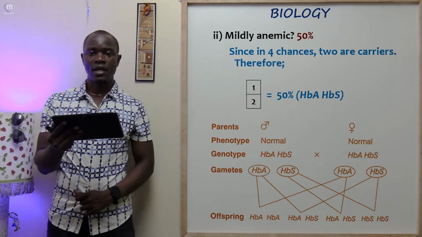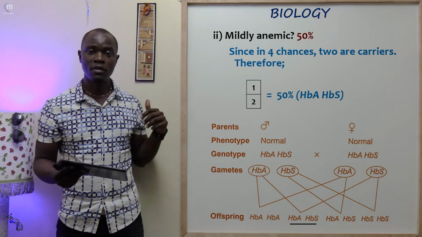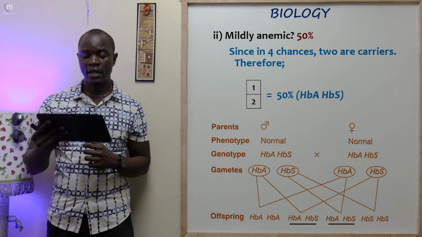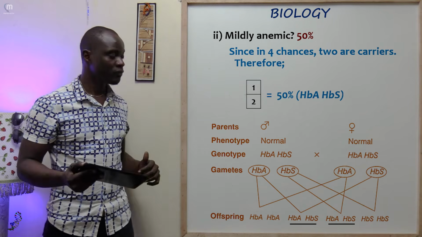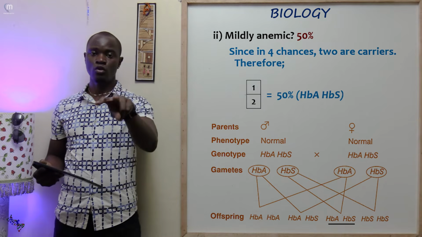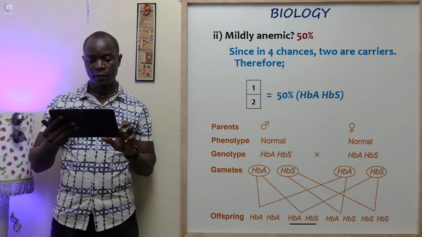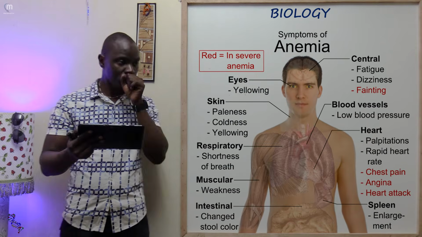So mildly anemic means that they have some trait of sickle cell. This is the HbA, HbS, HbA, HbS. So for mildly anemic, we have a 50% chance, because remember, of the 4 chances, it is only 2 chances that you can get mildly anemic individuals. So it is 50% chance.